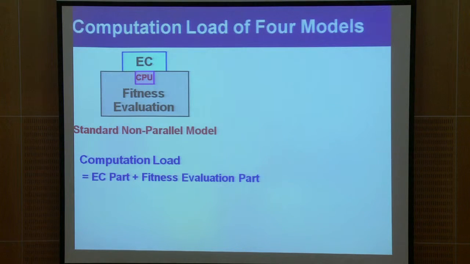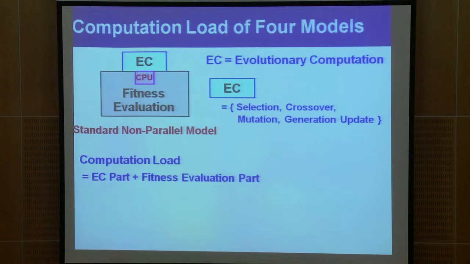Here, I'd like to explain the computational load of each of the 4 models. This is an original standard non-parallel model. Computational load is EC path plus fitness evaluation path. EC path is the selection, crossover, mutation, generation update. Those are genetic operations used for evaluation computation.